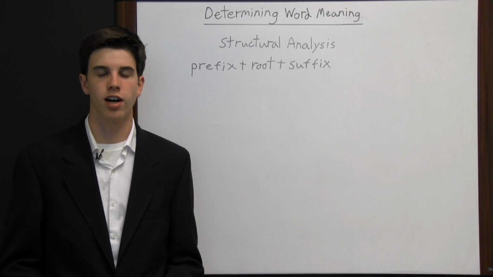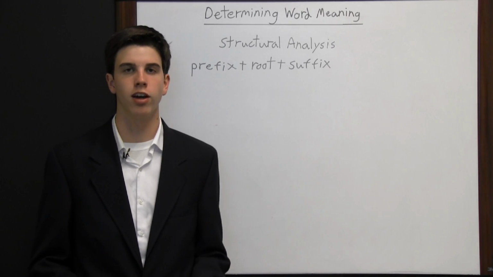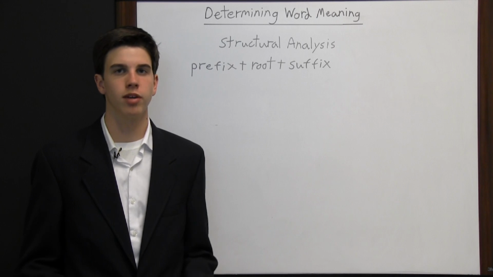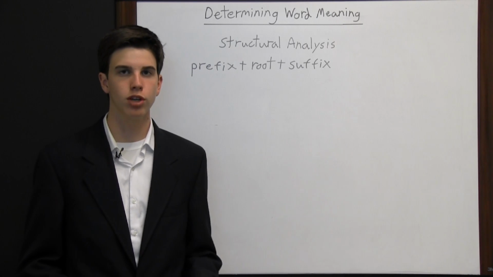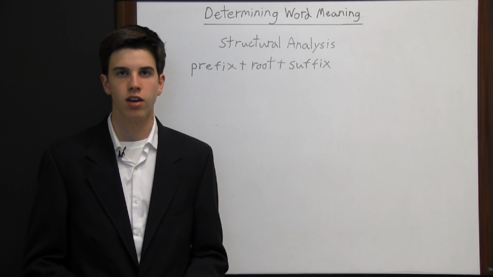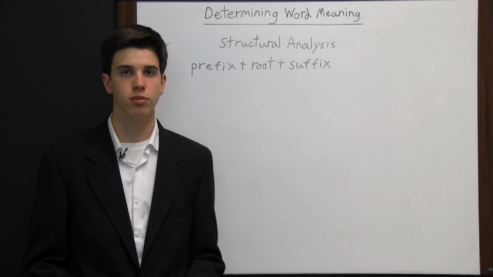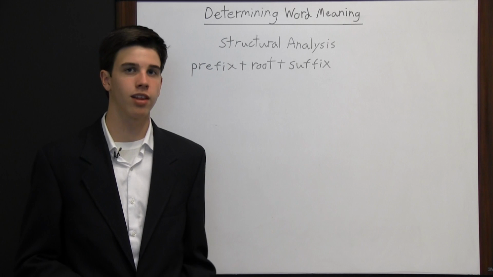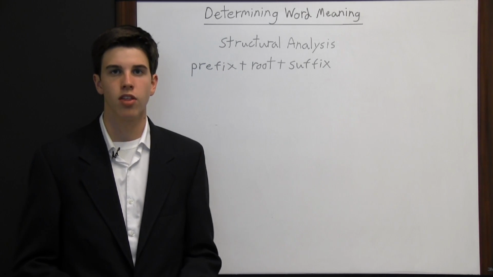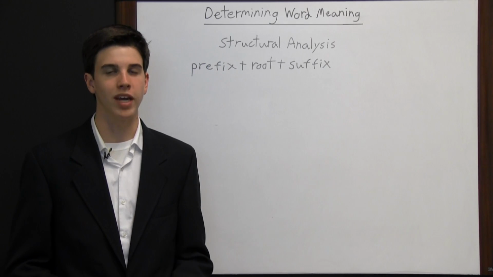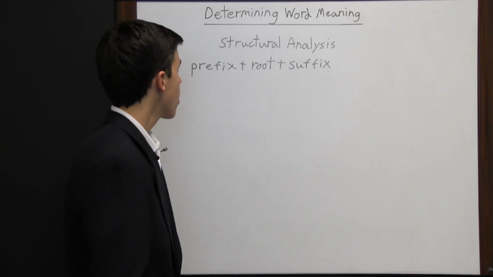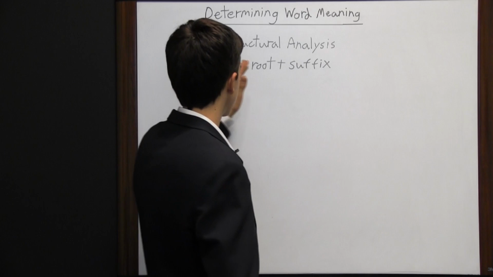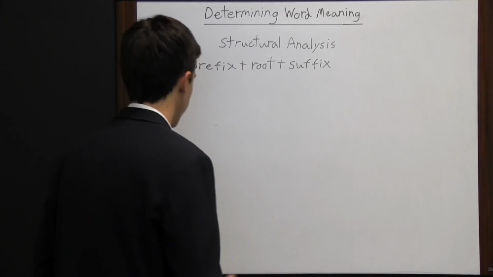When a reader comes across an unfamiliar word, it's important that they know techniques for understanding the word's definition. One way to determine a word's definition is by looking at the prefix and suffix of the word. Although there are many words in the English language, many of those words share a common prefix or suffix. So by understanding the meaning of that prefix or suffix, the reader can then determine the likely meaning of the word. So one way to determine word meaning is structural analysis, and that's by looking at the prefix, the root, and the suffix of a word.